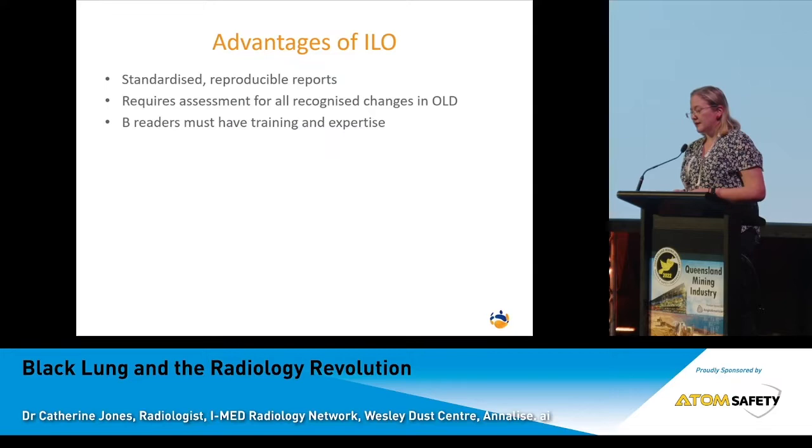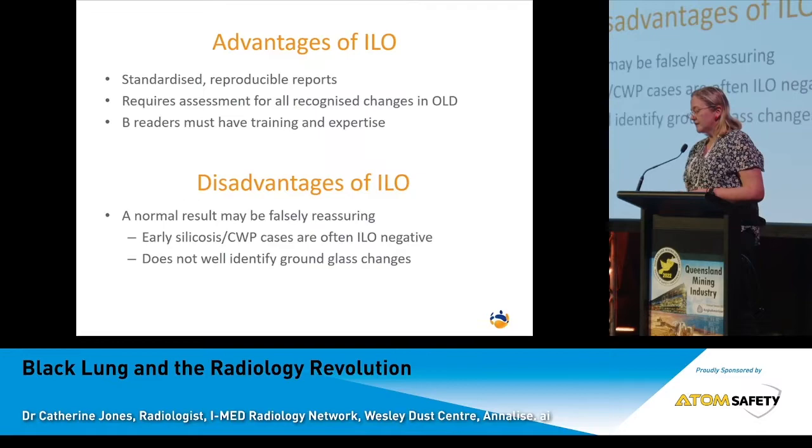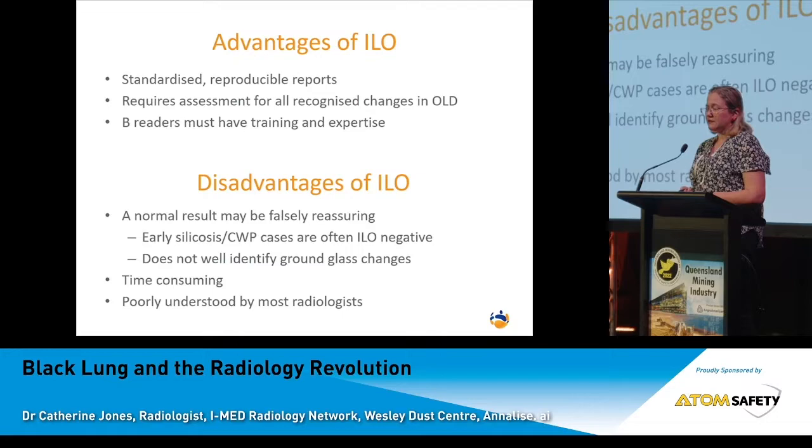However, there are some disadvantages of this system as well, and that is that a chest x-ray can be a very blunt tool when it comes to picking up the early changes of disease. By the time I can see it on a chest x-ray, it might be relatively well advanced. And the early changes of black lung and silicosis are often negative on the chest x-ray. It's also quite time-consuming to fill in the forms. And most radiologists out there, working in medicine, aren't familiar with this system. This is a pretty niche area of medical imaging. So we don't have hundreds of people around the world who are qualified to do this. It's a very small number.